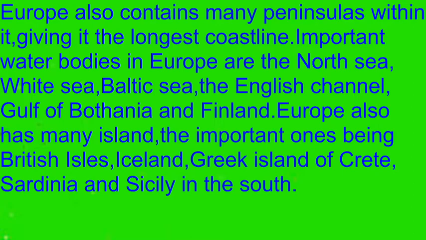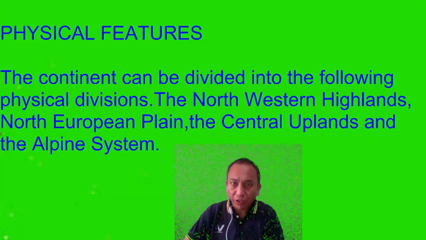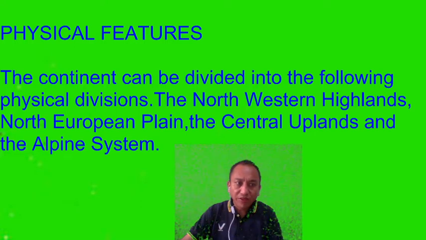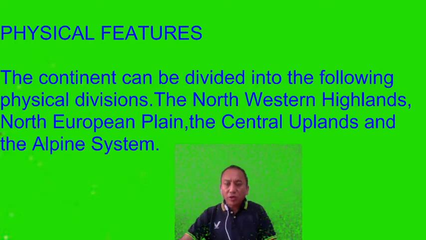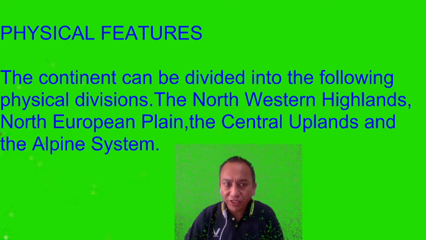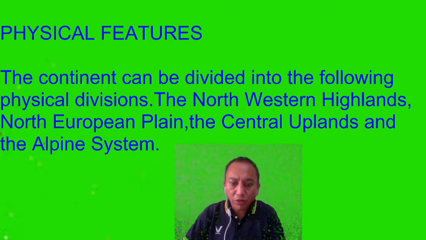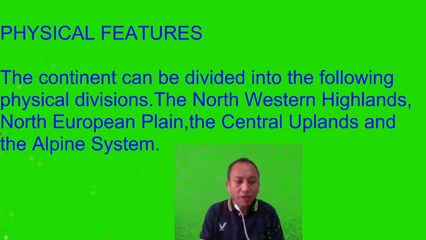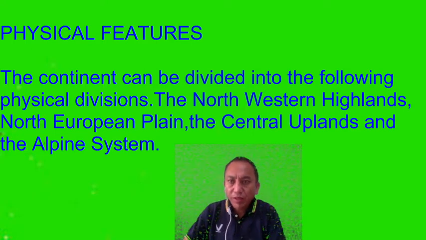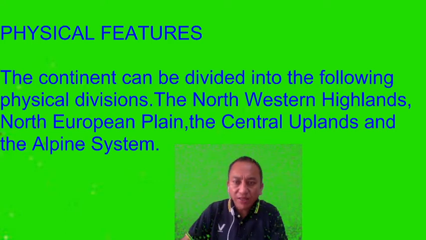So let us go into the physical aspects of Europe. What are the physical features of Europe? The continent can be divided into the following physical divisions: the northwestern highlands, the North European plain, the central uplands and the Alpine system. You can just look at the map here. We have the northwestern highlands in the northern part, right on top.